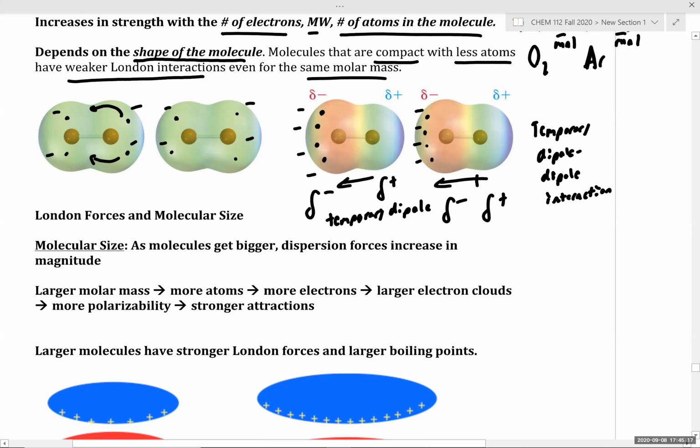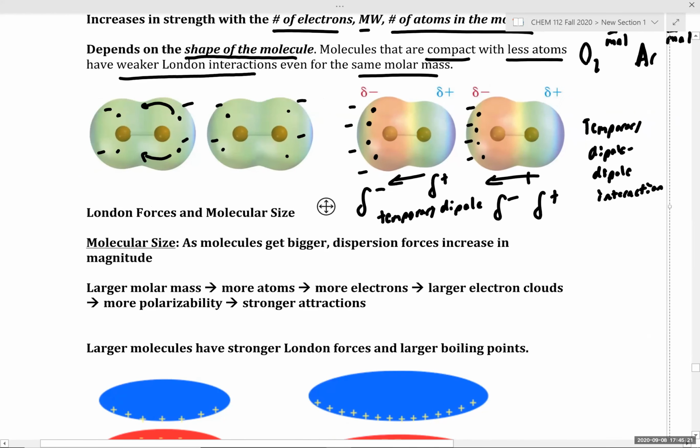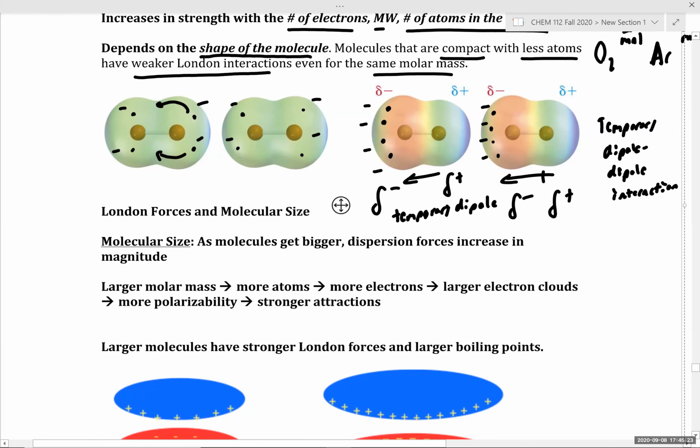And this dipole-dipole interaction only lasts for a matter of picoseconds, nanoseconds. And so we only have this temporary interaction occurring for a very short amount of time, and that's why these London interactions are so weak. Does this idea of London forces seem familiar to everyone?